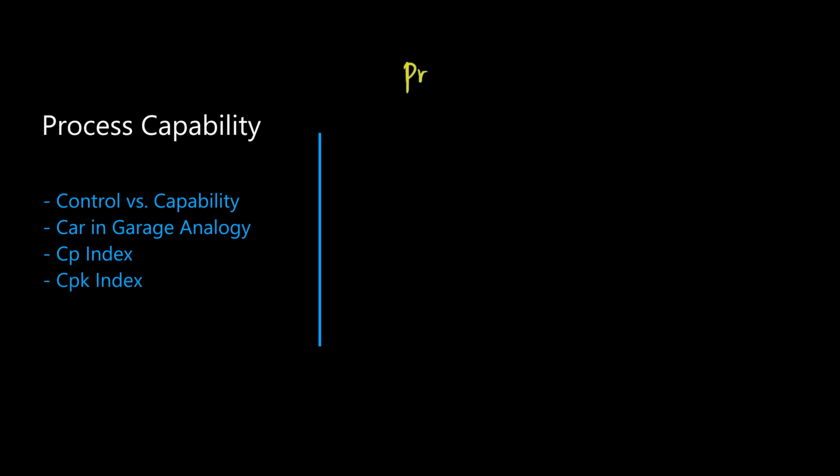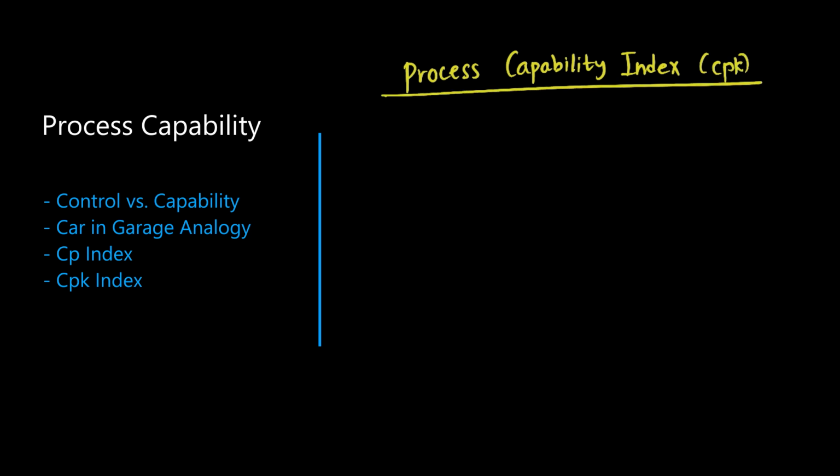The big problem with CP is that it assumes you park the car perfectly in the centre every time. But what if you don't? This is where CPK comes in. CPK answers the second question. Am I actually parking it without hitting the sides? CPK also measures the process capability, but it crucially takes into account whether the process is centred.